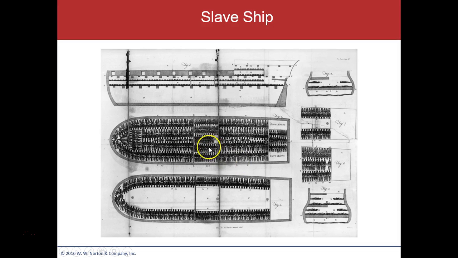This is a slave ship, and this is a drawing of how the slaves would be, how close they are. You can see this is the bow of the ship, and how they're all just stuffed in there. This is a diagram from 1808. So it's pretty tragic.